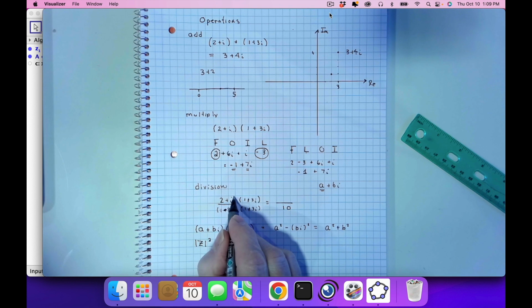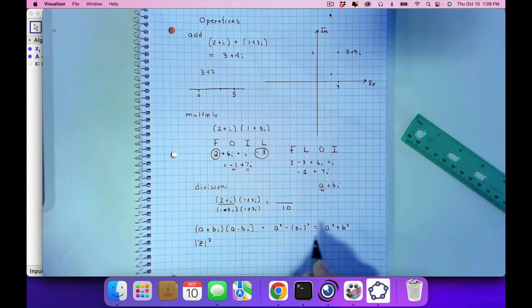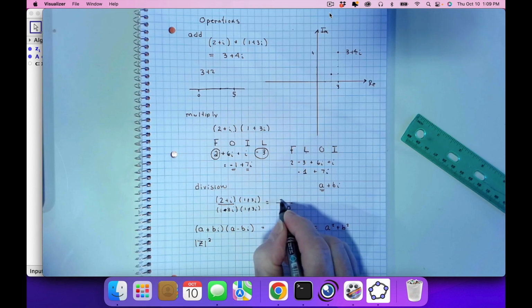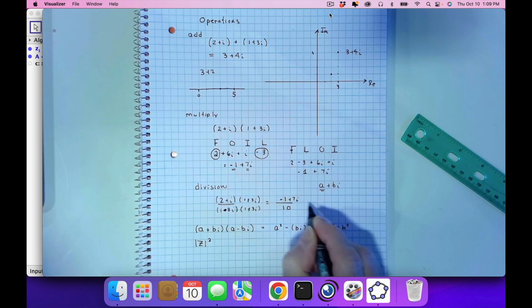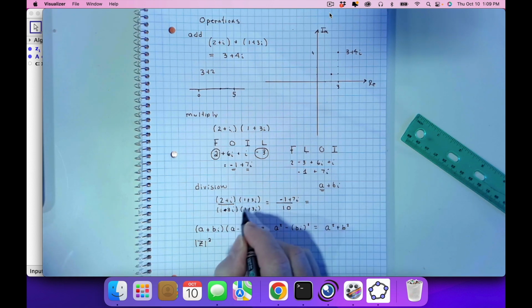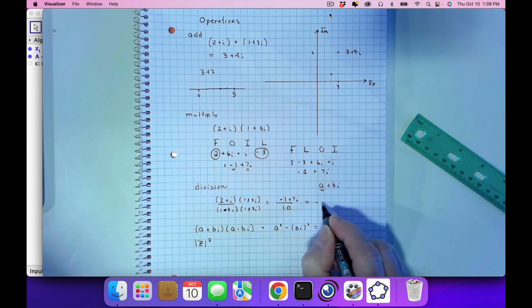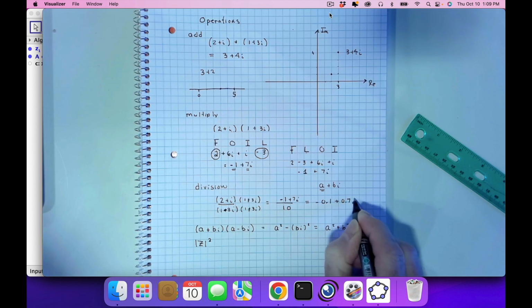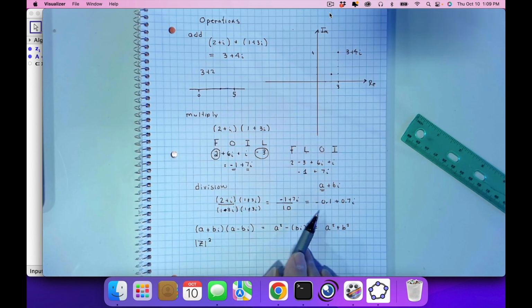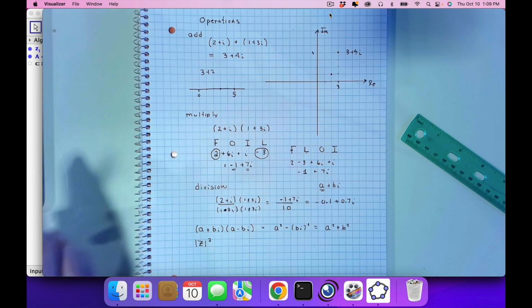And then the top, well, we've already done that multiplication up here. We'll go ahead and put that result down. It's -1 plus 7i. So the result of this division is -1/10 plus 7/10 times i. Let's check that with our calculator.